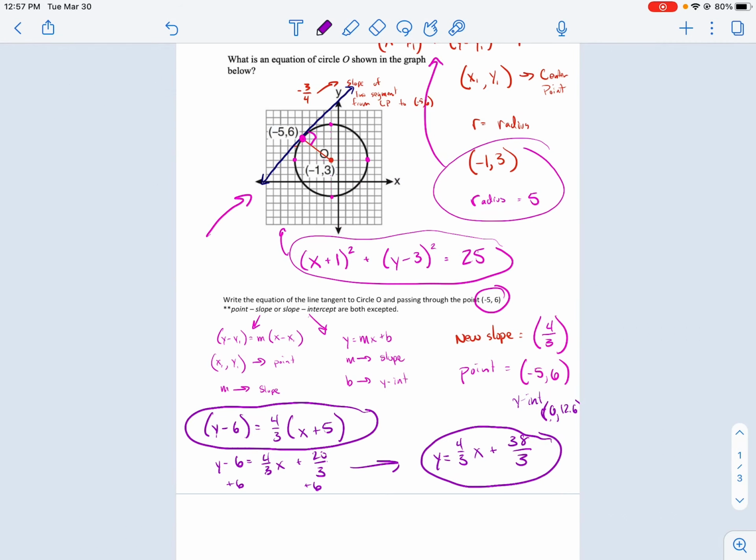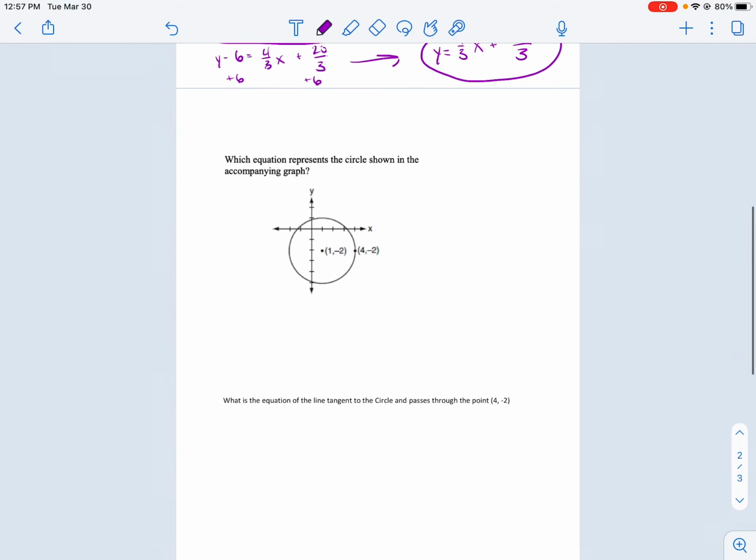But again, what we just found is the equation of the line that is tangent to that circle, which means it touches the circle at exactly one point, in this case negative 5, 6. And that line that we just found, that equation down here, is going to be perpendicular to our radius, which means the slope of our radius, that red line, and the blue line are going to have negative reciprocals for slopes. So anyway, let's go down to the next one.